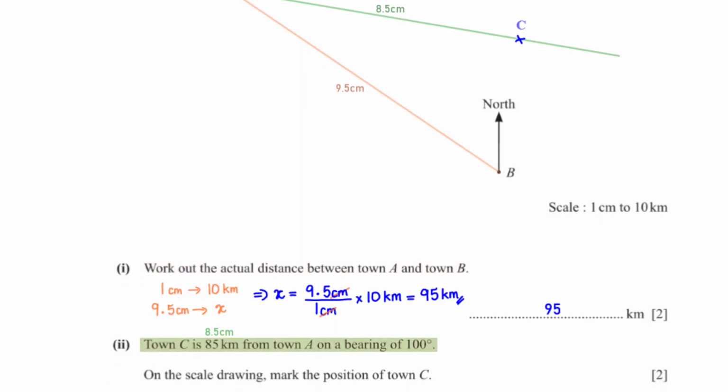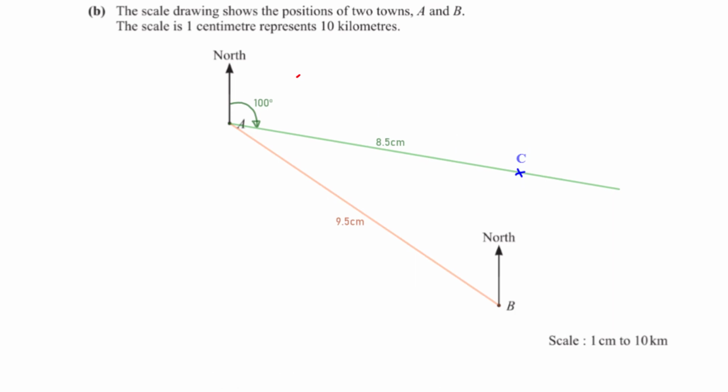Town C is 85 kilometers from town A on a bearing of 100 degrees. On the scale drawing, mark the position of town C. Using the scale conversion, 85 kilometers maps to 8.5 centimeters on the scale drawing. First, we use the protractor to measure an angle of 100 degrees in the clockwise direction from the north of town A. Then we mark the position of town C along this bearing such that it is 8.5 centimeters from A.